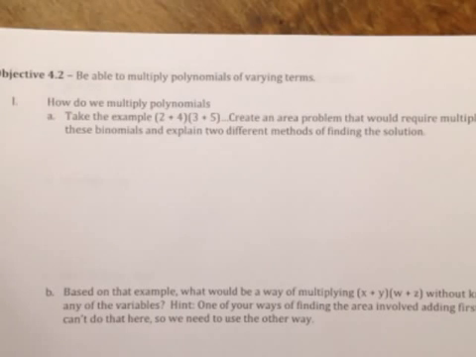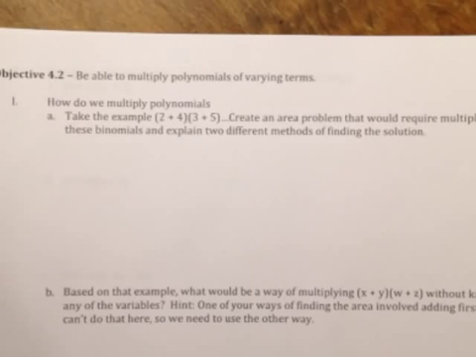Alright guys, today we're taking a look at how to multiply polynomials of varying terms. We already know how to multiply a monomial times anything, because if you remember from yesterday, a monomial is just something that's one term. So when you're multiplying something that's one term by something that's multiple terms, that's just the distributive property. But now we're trying to look at what if you have more than one term. What if you want to do a binomial times a binomial or a binomial times a trinomial?